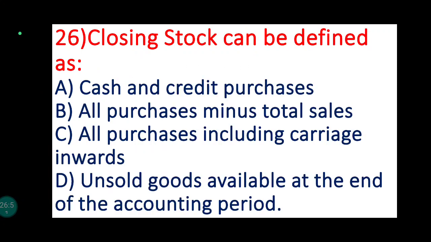26. Closing stock can be defined as, so here you can see, closing stock means stock which remained at the end. Here options are given like cash and credit purchase, no. Purchase minus total sales, no. Purchase which includes carriage inward, no. So closing stock means unsold goods, goods which are not sold at the end of the accounting period. Unsold goods available at the end of the accounting period are known as closing stock.